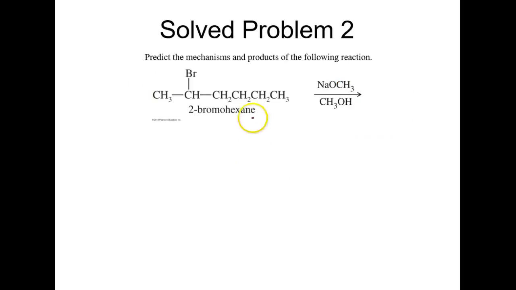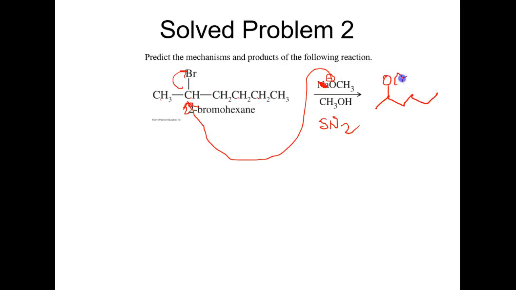Solve problem 2. Predict the mechanism and products. This time I have a secondary carbon, and I have a strong nucleophile. Remember, anytime you see a sodium, just ignore it. There's a minus charge. And it's small, and I do not have heat. Secondary, strong nucleophile, no heat, it's small, SN2. There is no doubt about that. This is going to come in right there and kick out your bromine. So 1, 2, 3, 4, 5, 6, with the OCH3 right there.